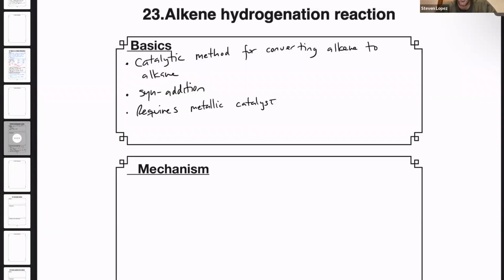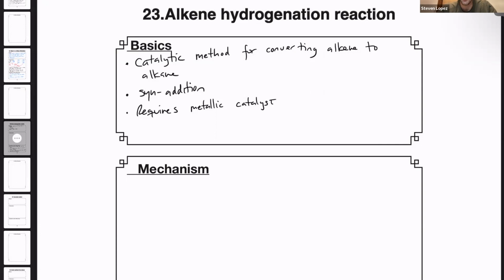Today, we're going to be talking about alkene hydrogenation reactions. There are two types of these that are important at this point in the course, and we'll go through both of those examples. This is a catalytic method for converting an alkene into an alkane.